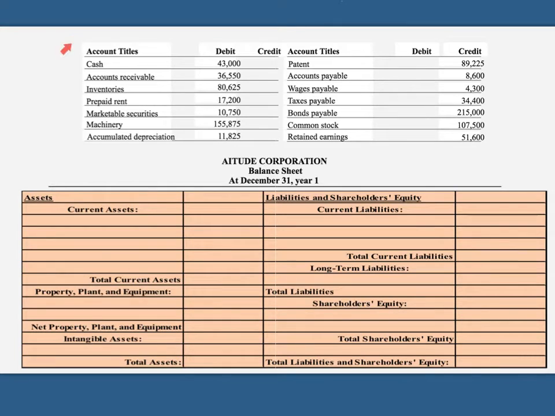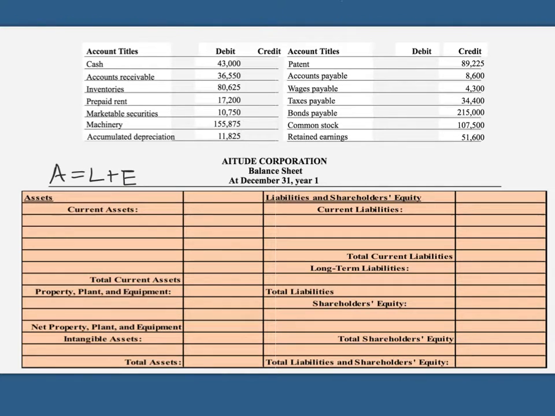Here again we have all our account titles and amounts. Briefly, I want to discuss the setup of a balance sheet. You're going to have your assets here on the left and your liabilities and shareholders' equity on the right. And as you should recall, our assets equal liabilities plus equity. So when we finish, if they don't add up, then clearly we've done something wrong.